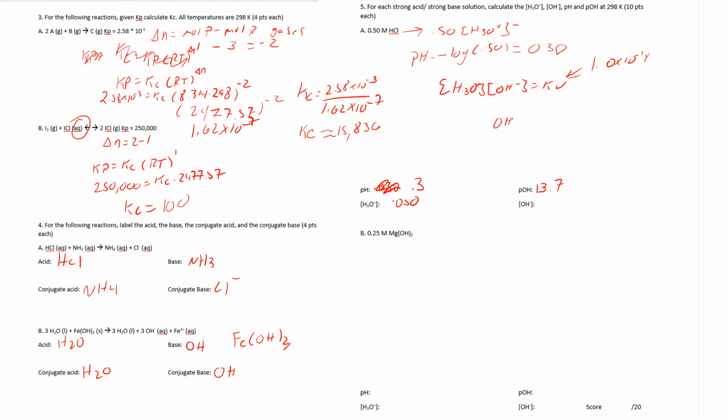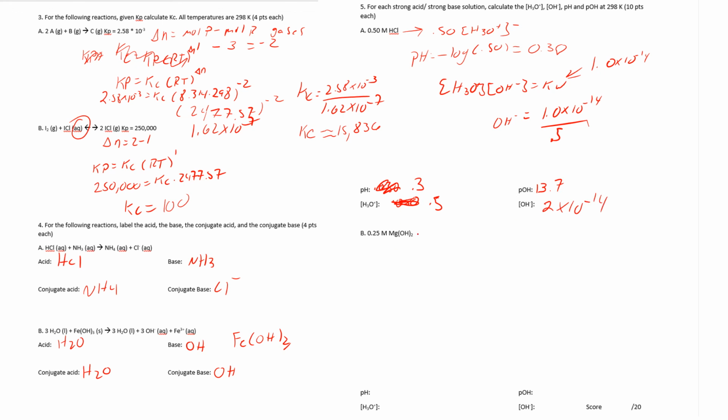So OH minus concentration equals 1.0 times 10 to the minus 14th divided by 0.5. I don't know why I keep doing 0.05, so 0.5 there. So 10 to the minus 14 divided by 0.5 is 2 times 10 to the minus 14th.